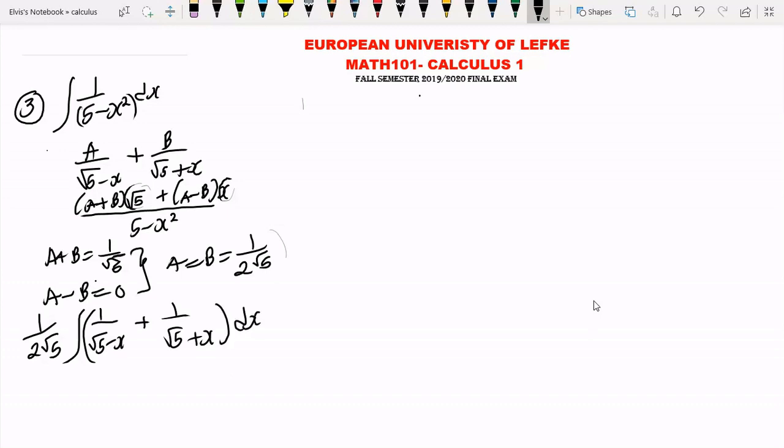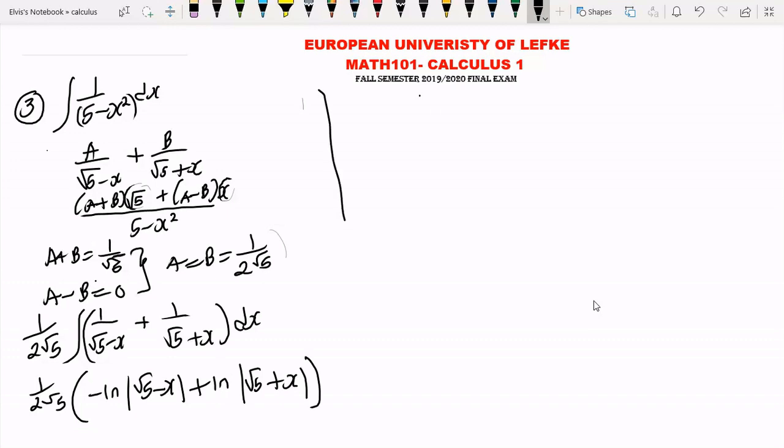As you can see guys, we can easily take the integral of these values. So this is going to be 1 over 2 root 5, then multiplied by, so this integral is going to give us negative ln of the absolute value of root 5 minus s. So this is for the first integral. Then for the second integral, this is going to give us positive ln of the absolute value of root 5 plus s. Okay guys, so this is going to be the value.